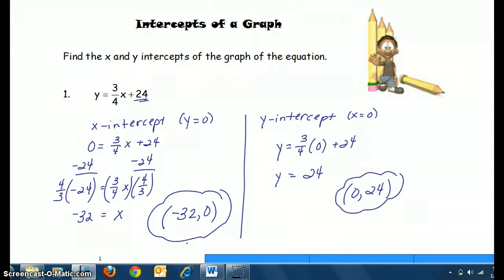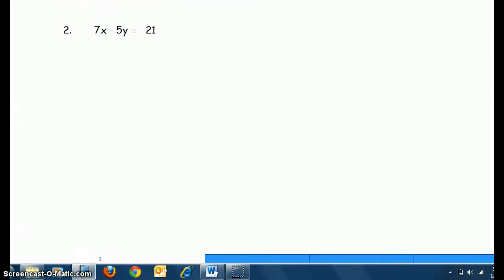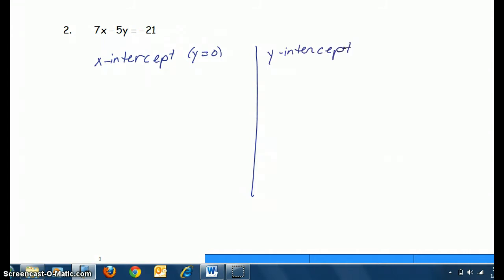Let's look at a second example. 7x minus 5y is equal to negative 21. Again, I would make two columns, one for the x-intercept occurring when y equals 0, and a column for the y-intercept occurring when x equals 0.